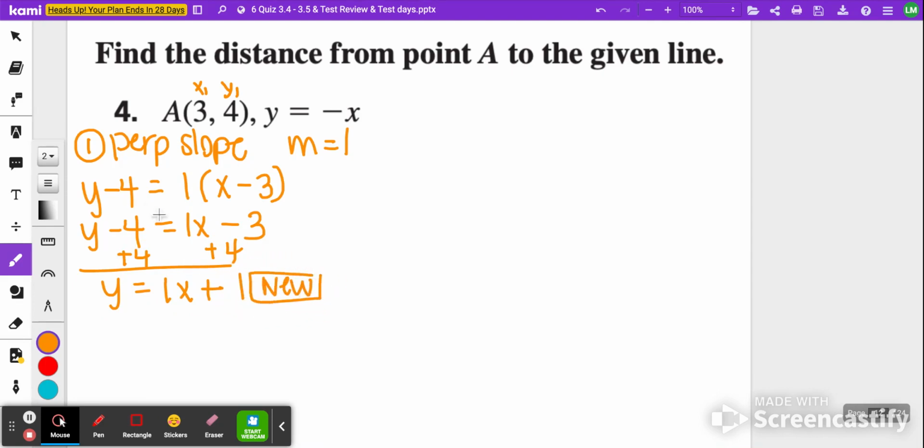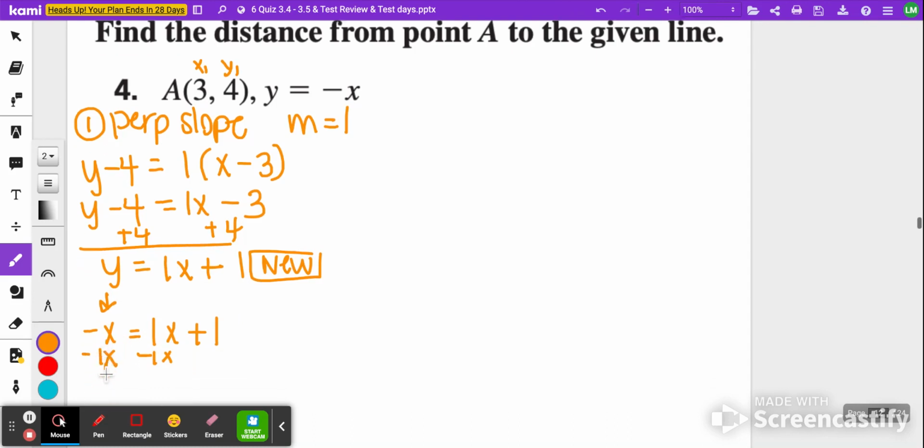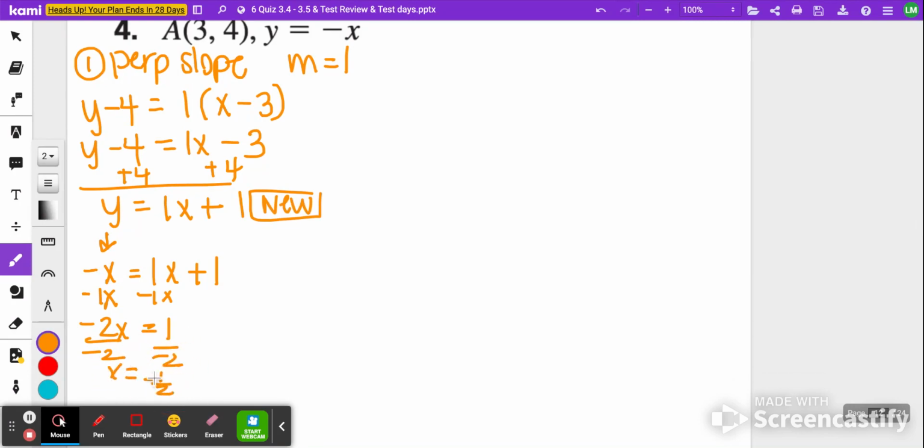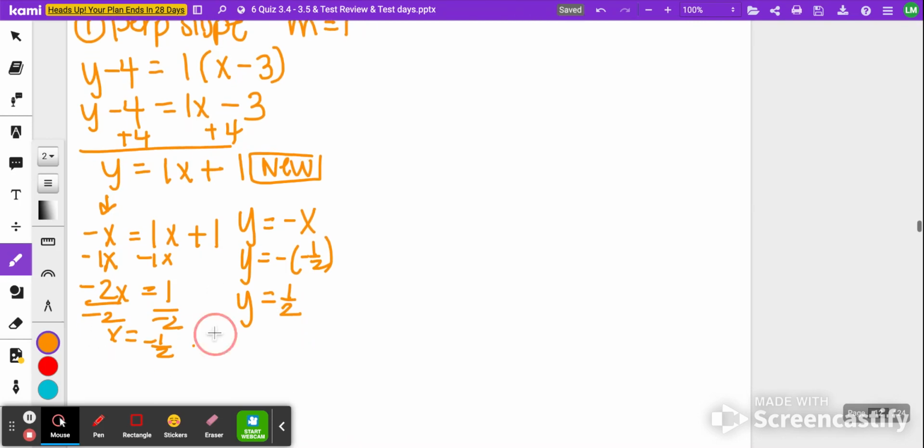Okay, so then I take my original equation, negative x is equal to y, and substitute it. So negative x is equal to 1x plus 1. I'm going to subtract 1x from both sides. So now I'm getting negative 2x is equal to 1, and if I divide both sides by negative 2, x is equal to negative 1/2. What I do now is plug this into my original equation of y is equal to negative x. So y is equal to negative negative 1/2, which means y is equal to 1/2. So my new point should be negative 1/2, comma 1/2.